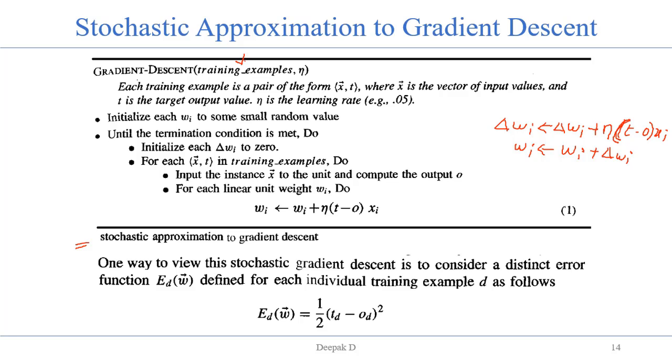Here we have two parameters: the training examples and the learning rate. Each training example given to this algorithm is a pair of the form x, t, where x is the vector of input values and t is the target output value, and n is the learning rate, which is kept as small as possible. The first step is to initialize each weight to some random value. Then, until you meet some termination condition, you repeat these steps.